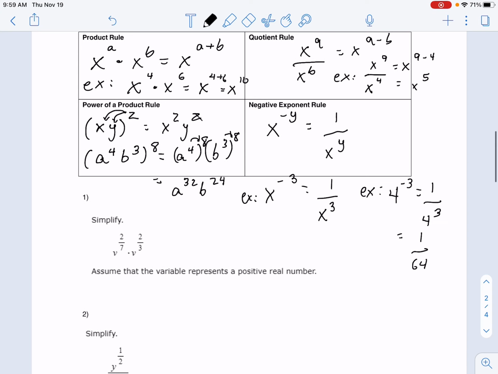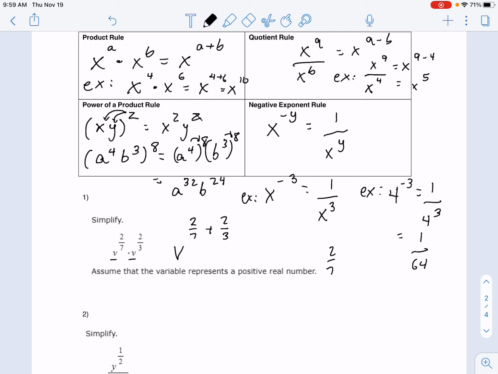All right. So applying this to rational exponents, the first one, v to the 2/7 times v to the 2/3. We have the same base v times base v. So when we multiply, we know that we add the exponents. So this would be v to the 2/7 plus 2/3. So we need to do some fraction stuff here.